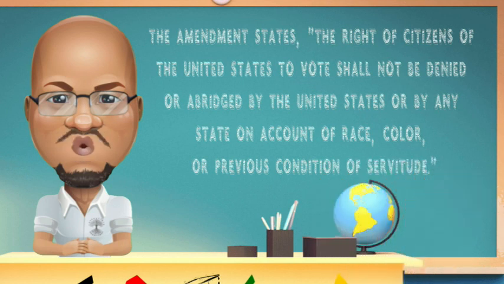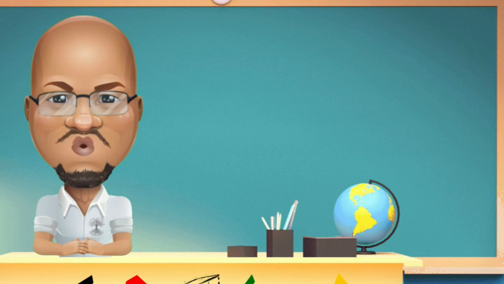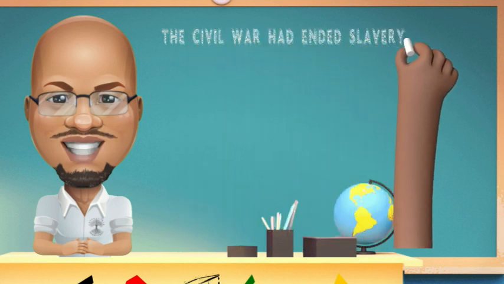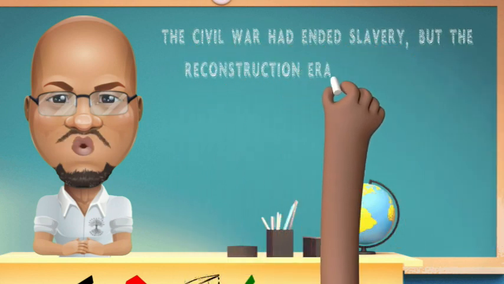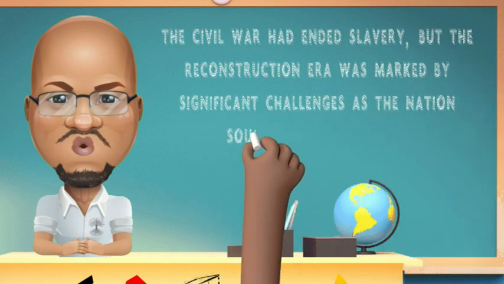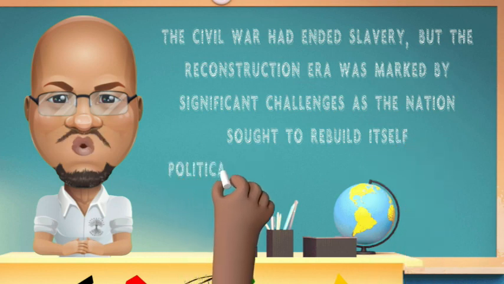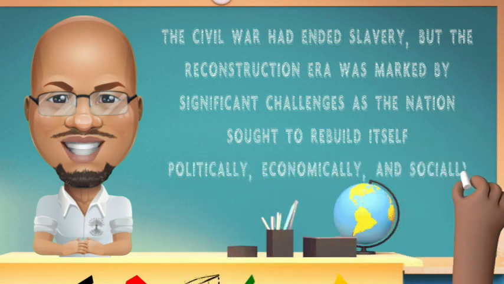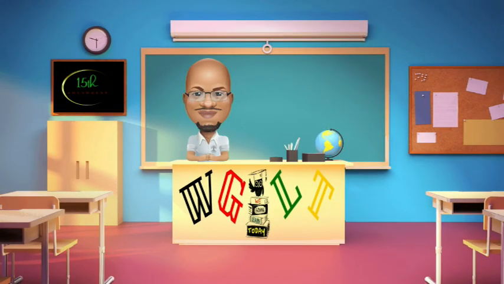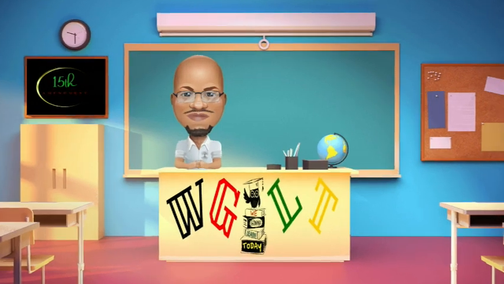The 15th Amendment came about in the aftermath of the Civil War during the period of Reconstruction. The Civil War had ended slavery, but the Reconstruction era was marked by significant challenges as the nation sought to rebuild itself politically, economically, and socially. The amendment aimed to address the pervasive disenfranchisement of black citizens that persisted even after the abolition of slavery.